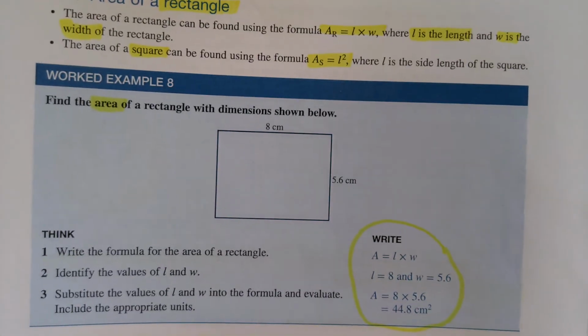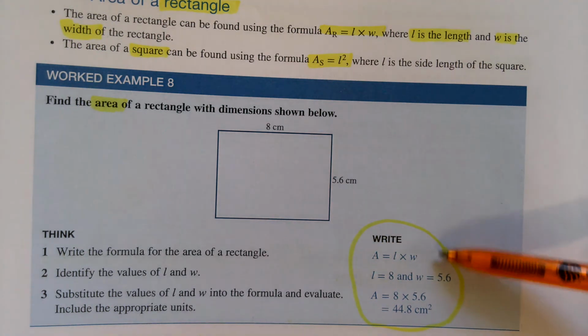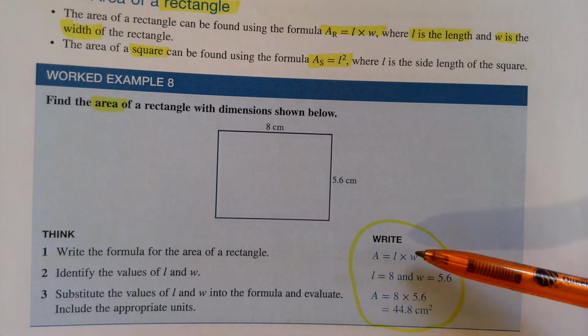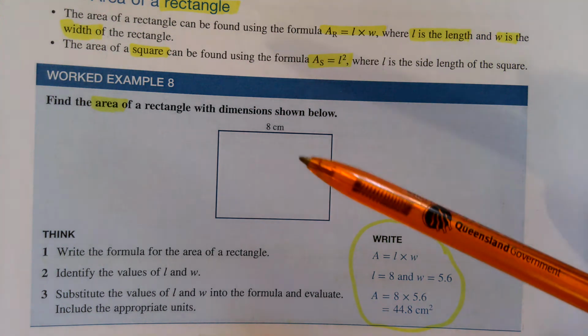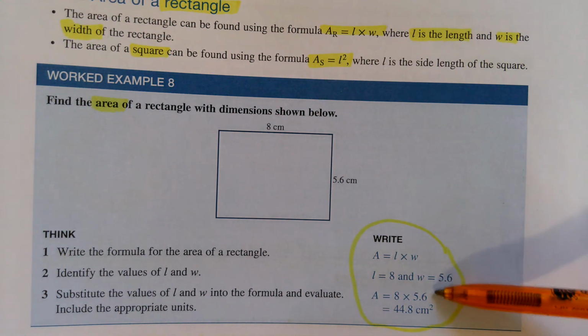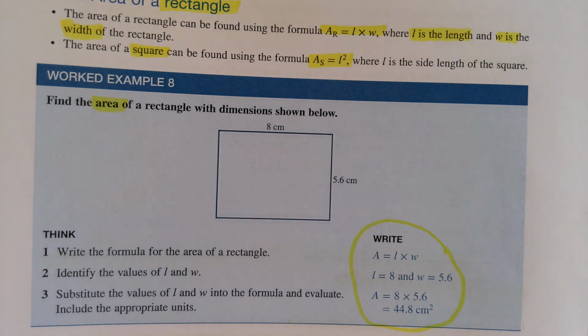Here is your worked example. So always write down your formula. That's a rectangle, so you write down your formula for a rectangle, length times width. You now need to substitute. So your length up there is 8 and the width is 5.6. You need to substitute them in where the letter was in the formula. Get out your calculator and find your answer. Remember, you must put in your units for your answer.